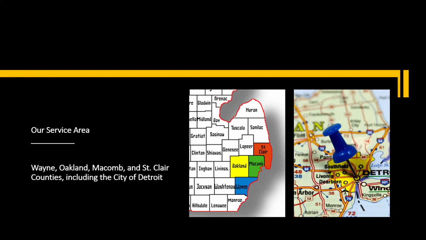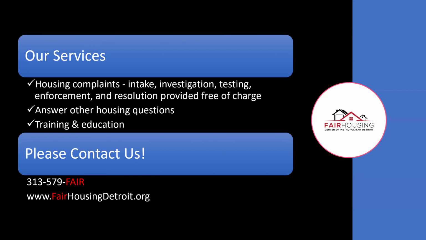Just real quick in a 2-second summary, we serve Wayne, Oakland, and Macomb counties. We've recently added St. Clair County. Of course, we serve the city of Detroit. So we're now up to 4 counties that we serve. Our services, we receive fair housing complaints, intake, investigation. We do fair housing testing. All of these things are provided free of charge. We also answer and assist with other housing related questions, habitability, security deposits, all of those things. We also provide a great deal of training and education. Please contact us at your convenience, 313-579-FAIR or fairhousingdetroit.org.